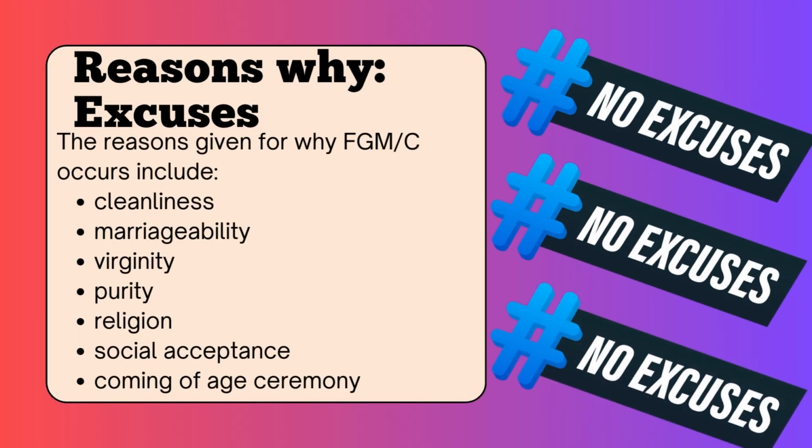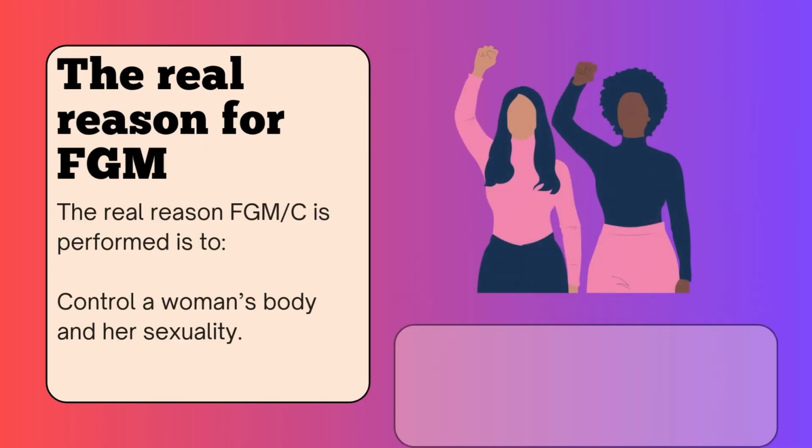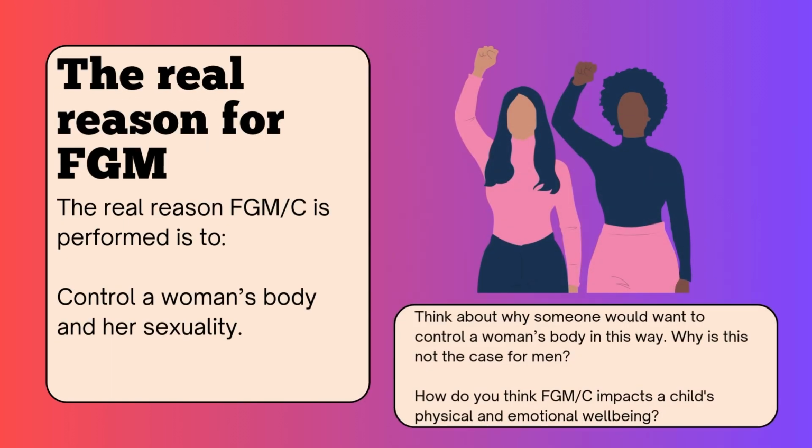The reasons given for why a family chooses to have their daughters cut are for cleanliness, marriageability, virginity, purity, religion, social acceptance, and as a coming-of-age ceremony. These reasons are all excuses for the real reason FGMC occurs. The real reason FGMC occurs is to control a woman's body and her sexuality. Think about why someone would want to control a woman's body in this way. Why is this not the case for men? How do you think FGMC impacts a child's physical and emotional well-being?